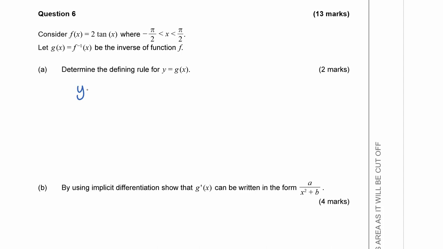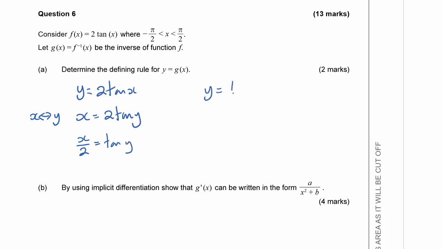So let's do the usual thing. So y is 2 tan x, and interchange x and y. So x would be 2 tan y. So x over 2 equals tan y, and that means that y is the inverse tangent of x over 2. So we can say that g of x is the inverse tangent of x over 2.